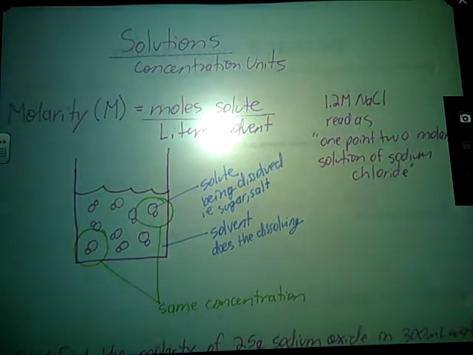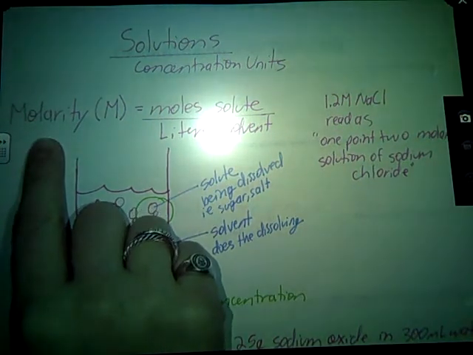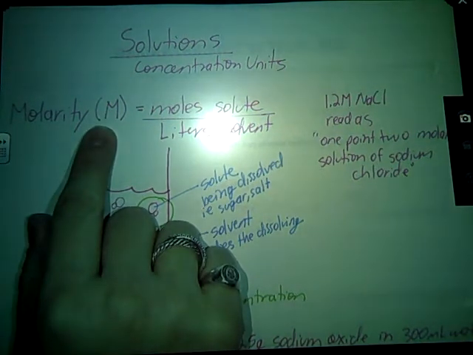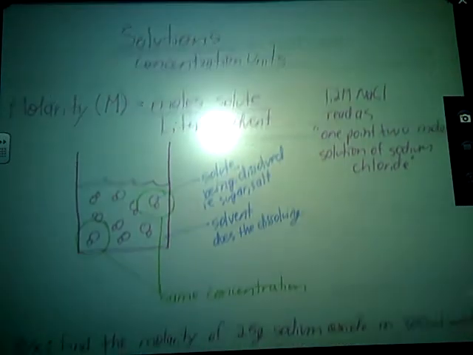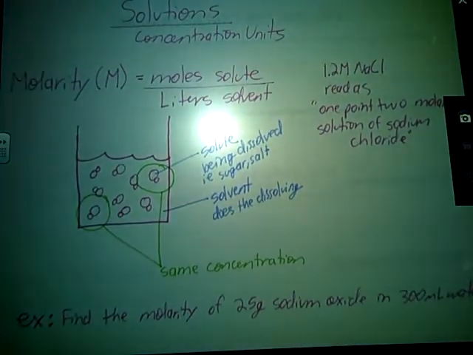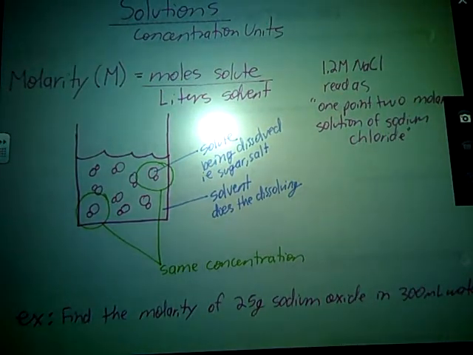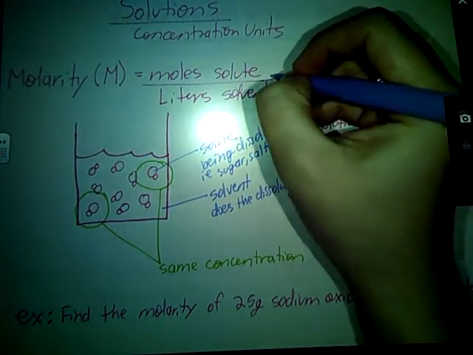So the first concentration unit that I want to discuss is probably the most common, and it's pronounced molarity. It's represented by a capital letter M, and molarity is calculated by dividing the moles of solute by the liters of solvent. And it does have to be moles, and it does have to be liters.